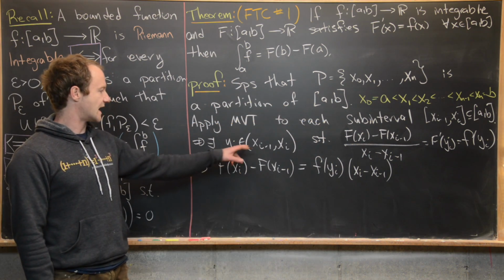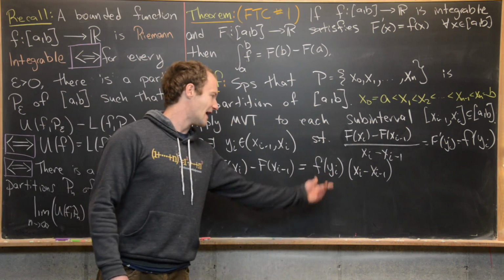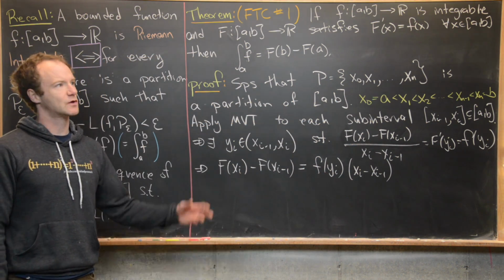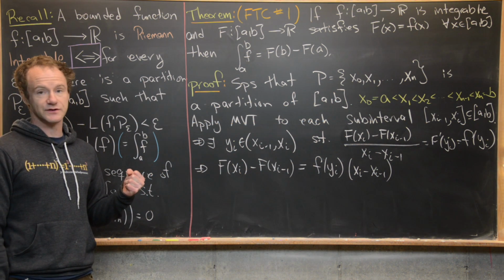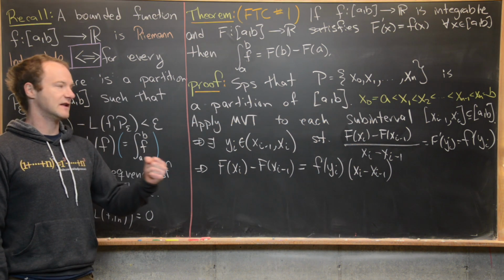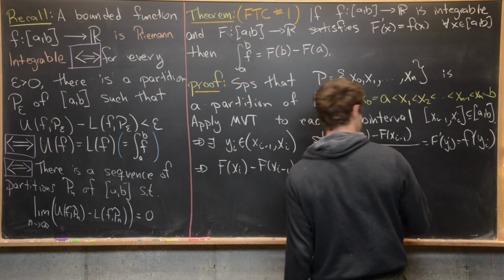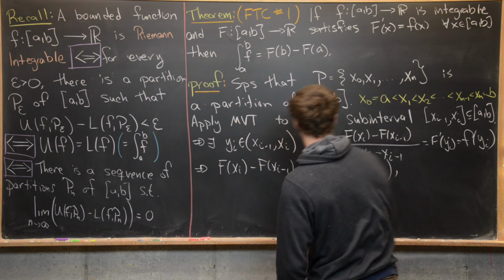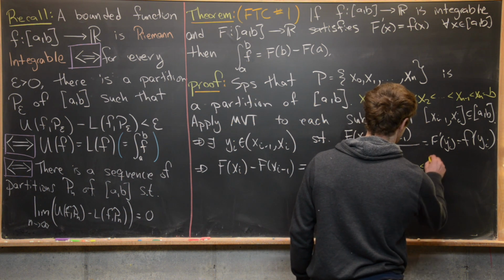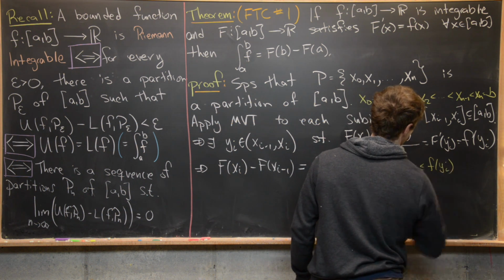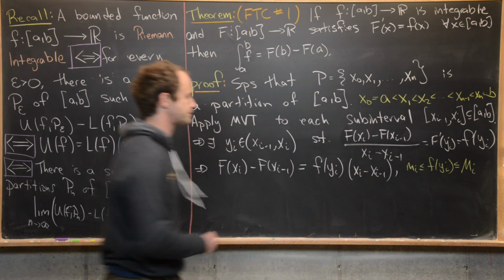Now, since yi is on the subinterval x_{i-1}, x_i, we know that f evaluated at yi is going to be between the infimum of all of the values of f on that subinterval and the supremum of all of the values of f on that subinterval. So let's point that out over here. We have little mi is less than or equal to f of yi, which is less than or equal to capital Mi.